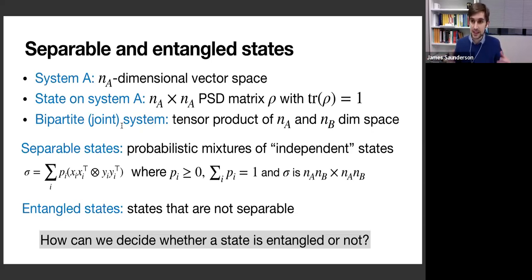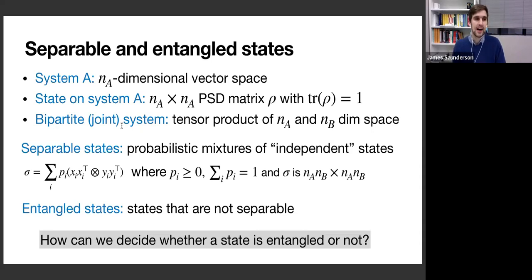In this world, we think of a system as being a vector space of some dimension, and a quantum state on the system in this formalism is just going to be a PSD matrix with trace 1. One analog to think about is that if you have a diagonal PSD matrix with trace 1, that's really just a bunch of non-negative numbers that sum up to 1, which we think of as a classical probability distribution. And this kind of PSD matrix with trace 1 is our quantum analog of a probability distribution on this space. That's one way we could think about this formalism.